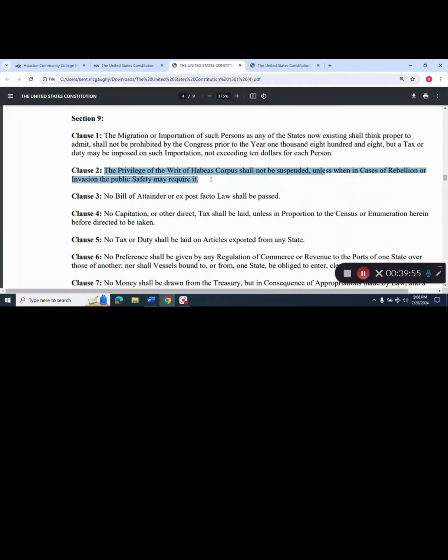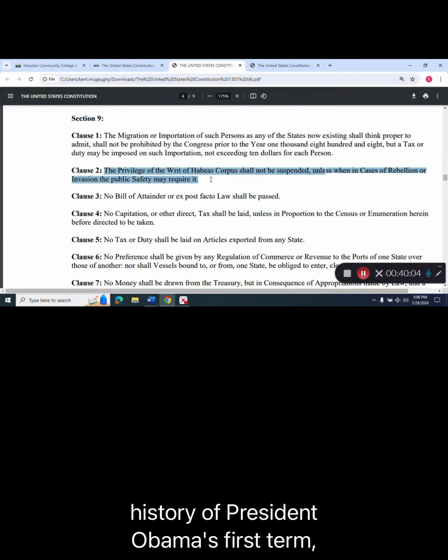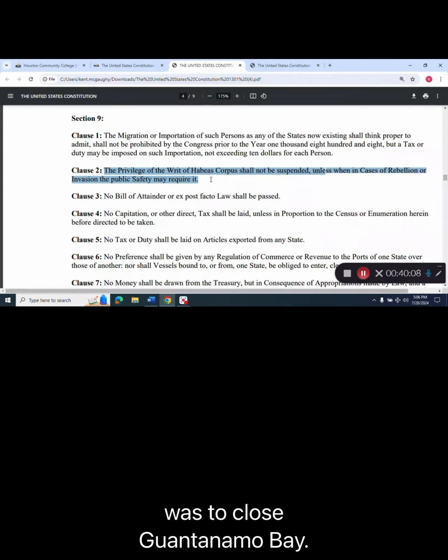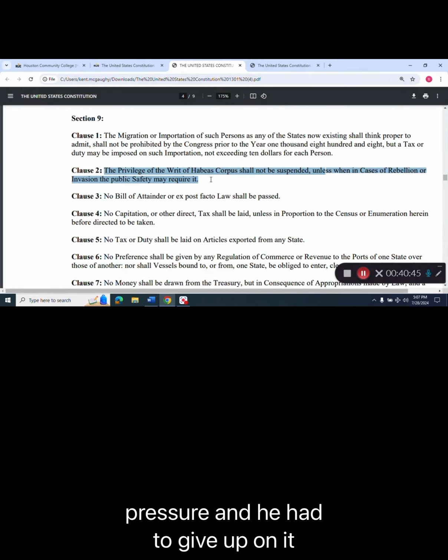You can go back, for example, to Barack Obama. As a constitutional scholar, he was very much concerned about this. If you go back and look at the history of President Obama's first term, one of his major commitments was to close Guantanamo Bay. Because the only way to restore the writ of habeas corpus would then be to put those prisoners in Guantanamo Bay under its protections as well. Which meant if we were going to keep them as detainees, we had to be able to charge them with a specific crime. And if we couldn't, we would have to let them go. But President Obama faced too much political pressure, and he had to give up on it.